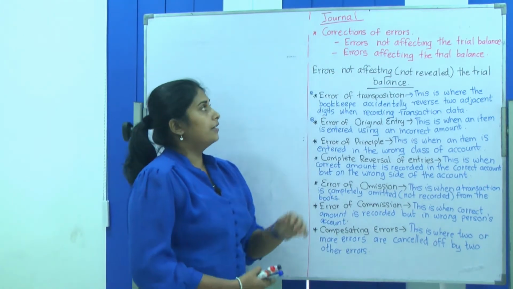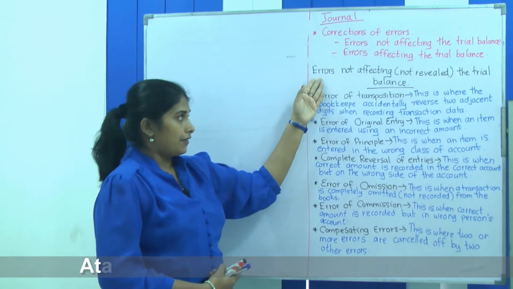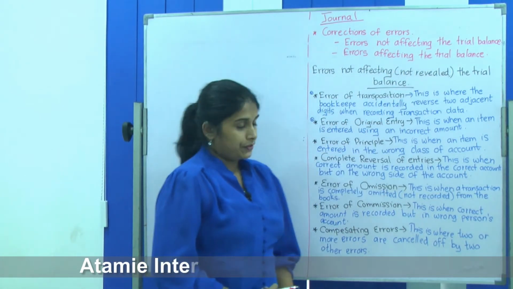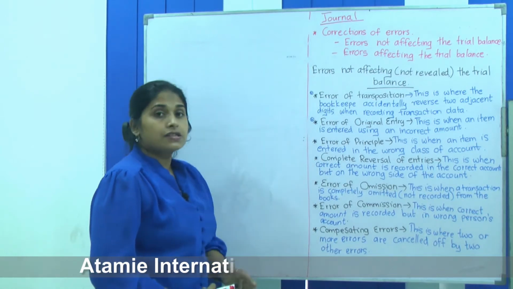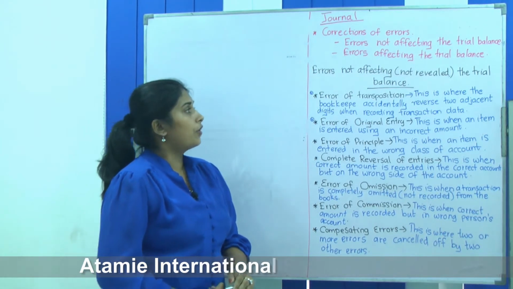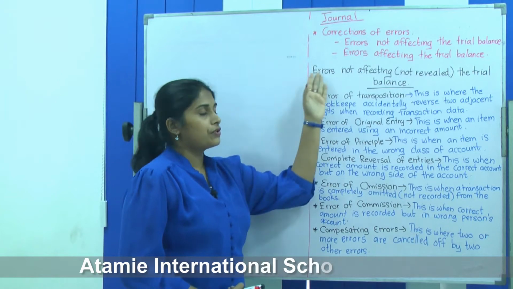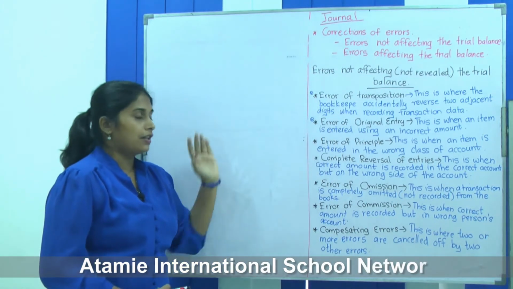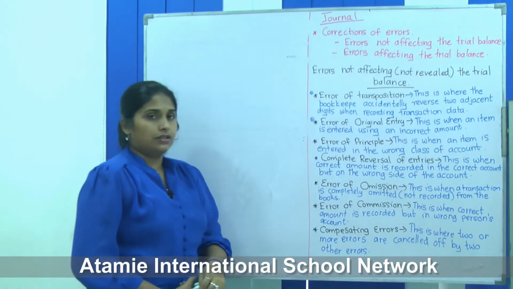First I'll show you how to correct the errors which are not revealed by, or not affecting, the trial balance. There are 7 types of such errors. I'll explain each one, and after that I'll show you how to write the journal entries.